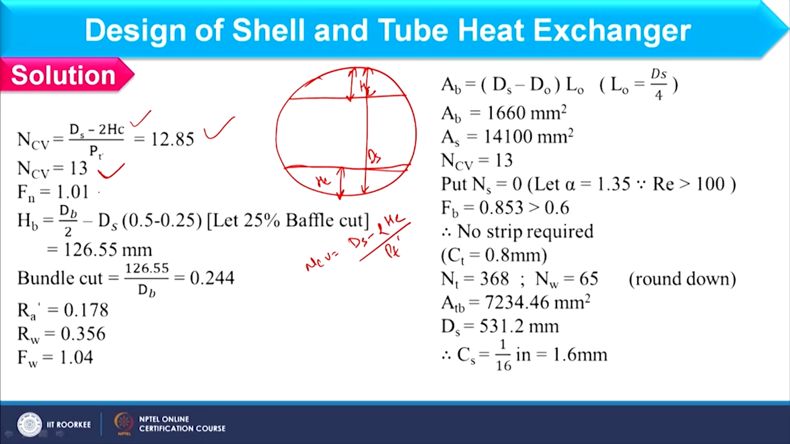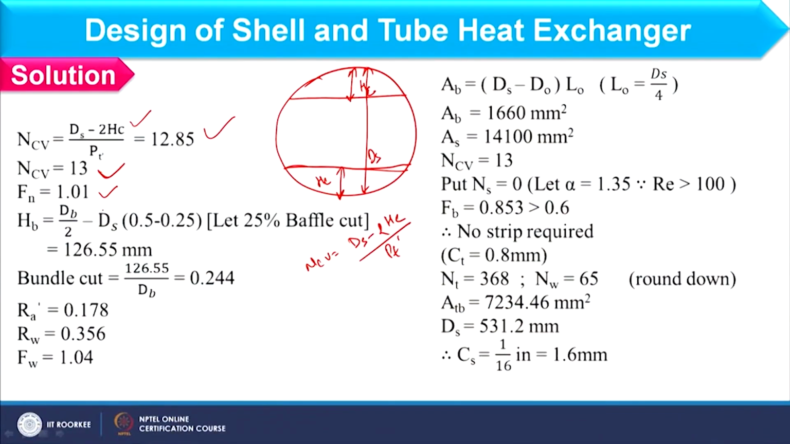So, you can find out Fn from the graph of Fn and NCV. So, the Fn value you can find as 1.01, right. So, now we have to find out the window correction factor, and for that I should know Rw, and for that I should know Ra dash. I hope you remember all graphs and steps.